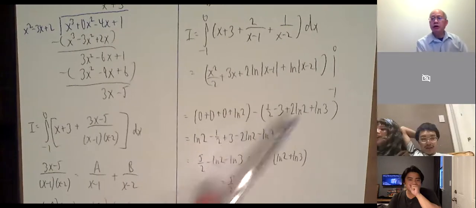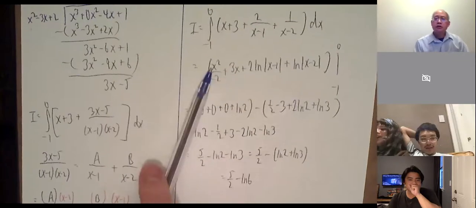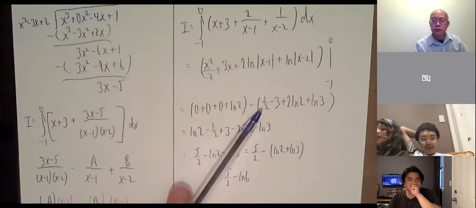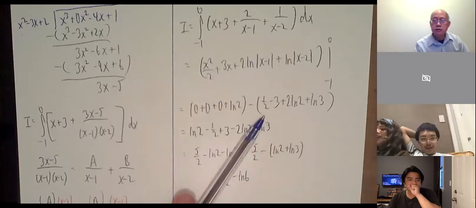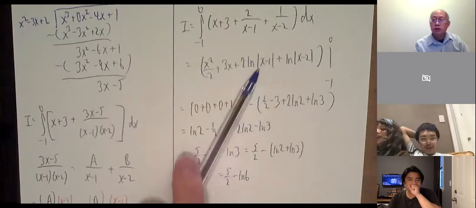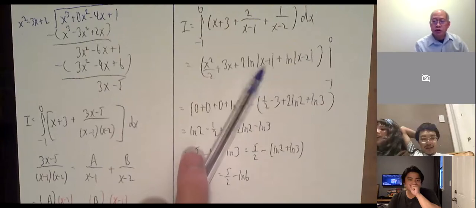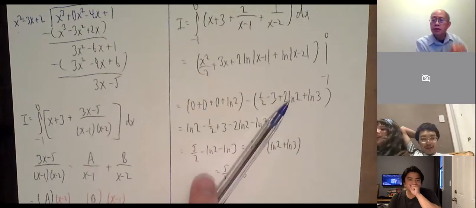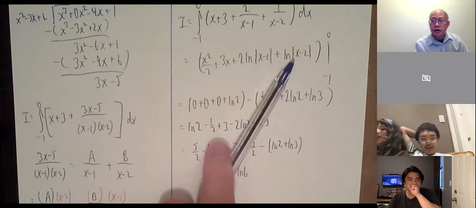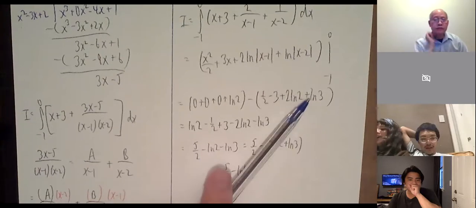Okay, minus. Now the harder one, plug in negative 1. So negative 1 squared is 1, so 1/2. Put a negative 1 there, that's negative 3. Put a negative 1 there, that's negative 1 minus 1 is negative 2, whose absolute value is 2, so 2 ln 2. And put a negative 1 there, you get ln absolute value of negative 3. Absolute value of negative 3 is 3.